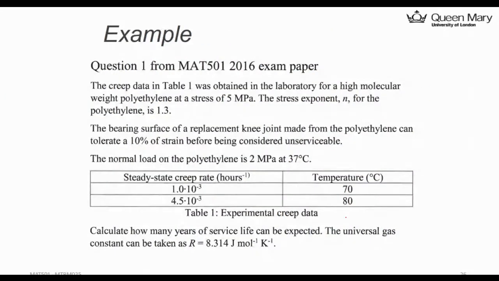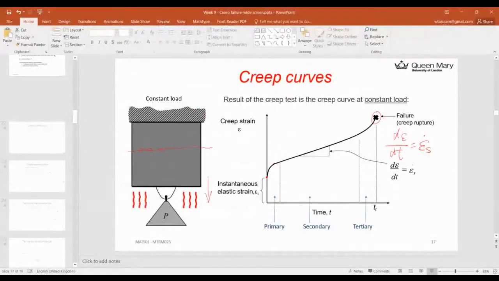Okay, let's go to the second example. So the second example here, which is here. Let me read the question to you. The creep data in Table 1, which is here, was obtained in the laboratory for high molecular weight polyethylene, that's a polymer material, at a stress of 5 megapascal. There are some questions.